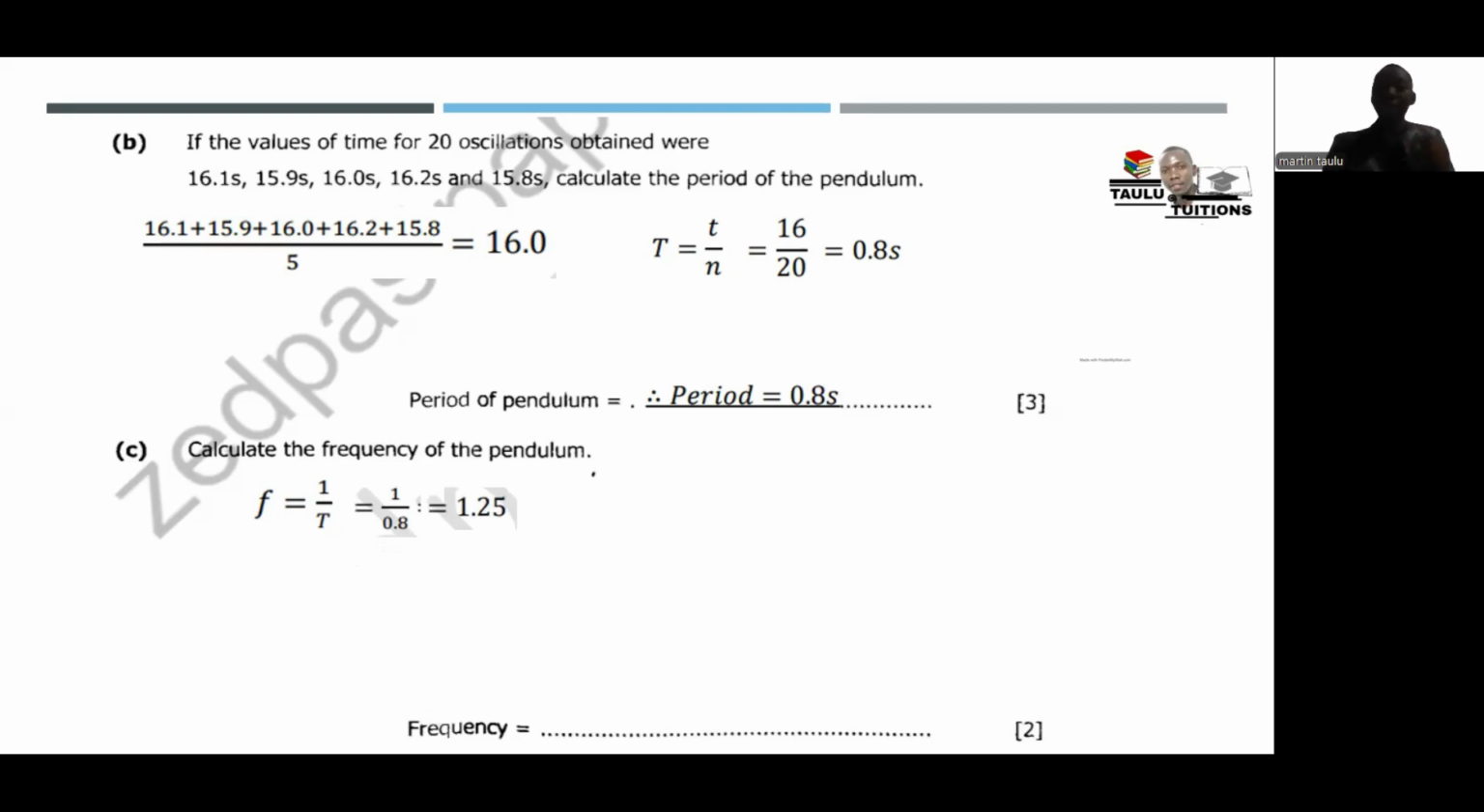1.25. So that is the frequency that we are looking for. Once again, be careful. Don't forget the units. Frequency is measured in hertz. So our answer is 1.25. Put the unit there, capital letter H, Z, which is hertz.